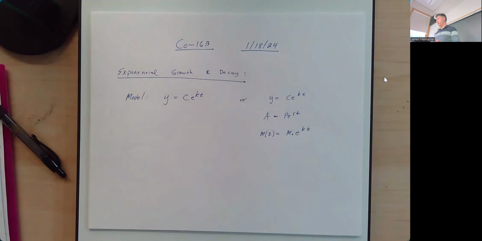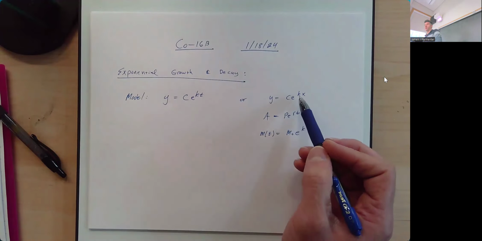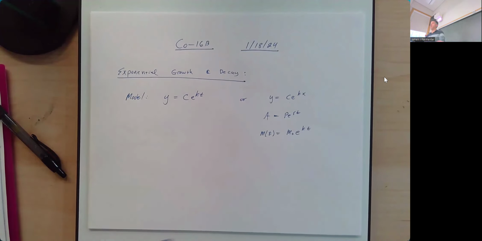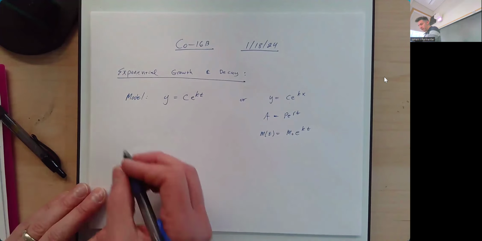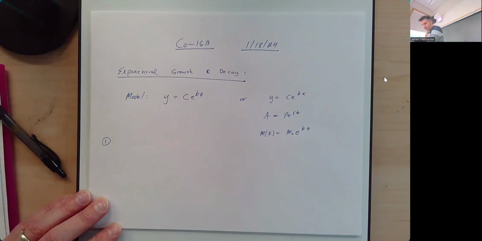Whatever. These are all the same equation. I really want you to see that, right? Every one of these is the same. You have a constant times e to a different constant times your variable. Same thing, same thing, same thing. That's our model for exponential growth or decay. Then we need some sort of setup. So in this problem, here's the setup.